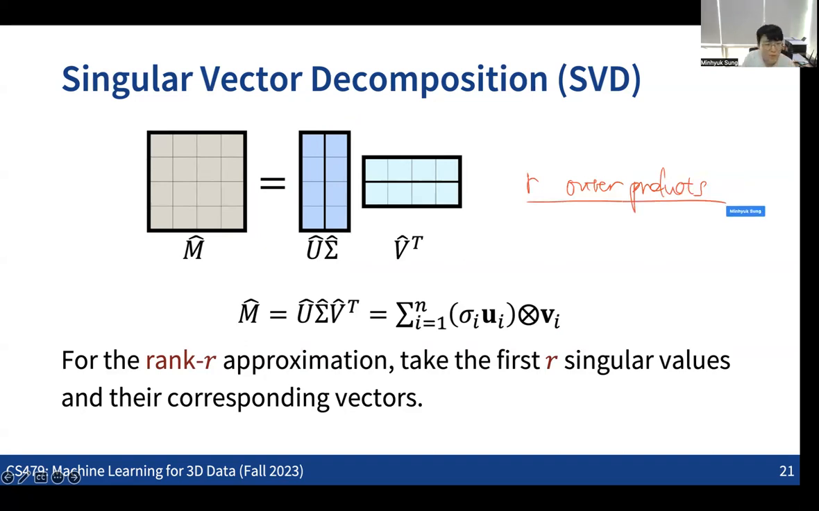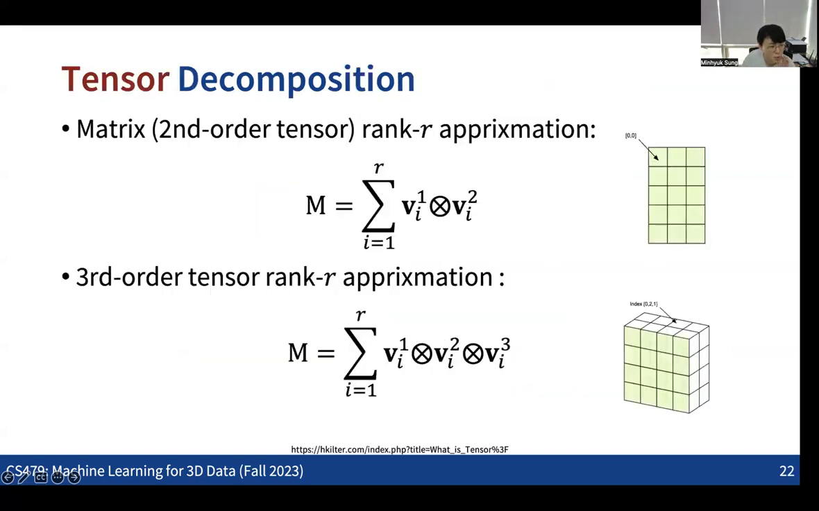This is a very common practice in many cases when we want to do matrix compression. And we can do the same thing not only for a second-order tensor, but for any order of tensor. The matrix is a second-order tensor, a 2D grid. When you have a 2D grid, we can take R outer products of two vectors, and that gives us the rank R approximation of the given matrix.